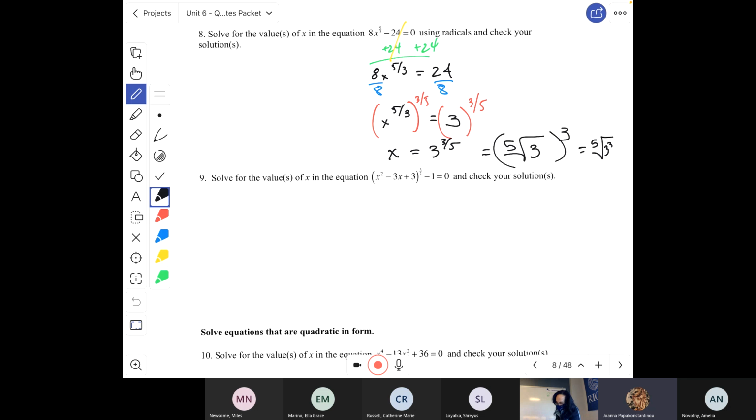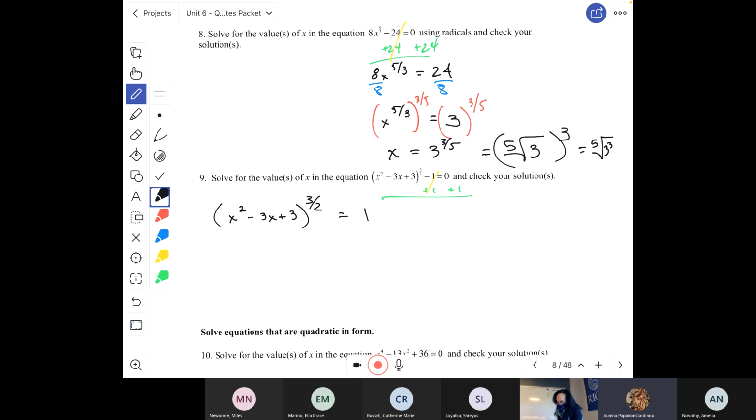Okay, what about the next one? What might you do first? Add 1 to both sides. Okay, so I'm going to write it over here. X squared minus 3x plus 3 all to the 3/2 power equals 1. Now I've isolated that base raised to that rational exponent.